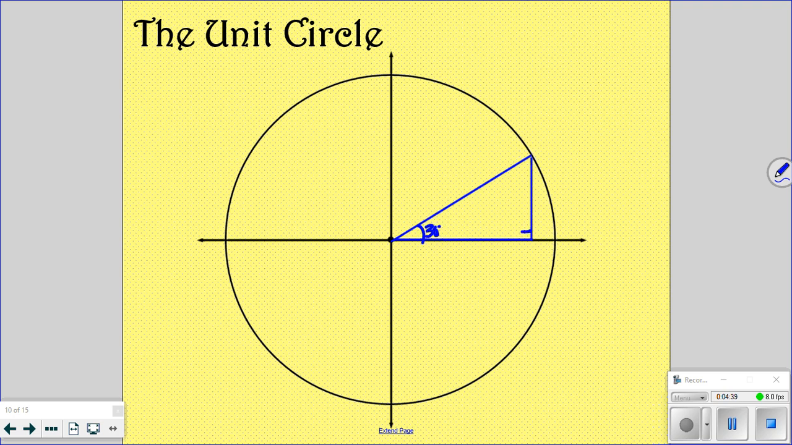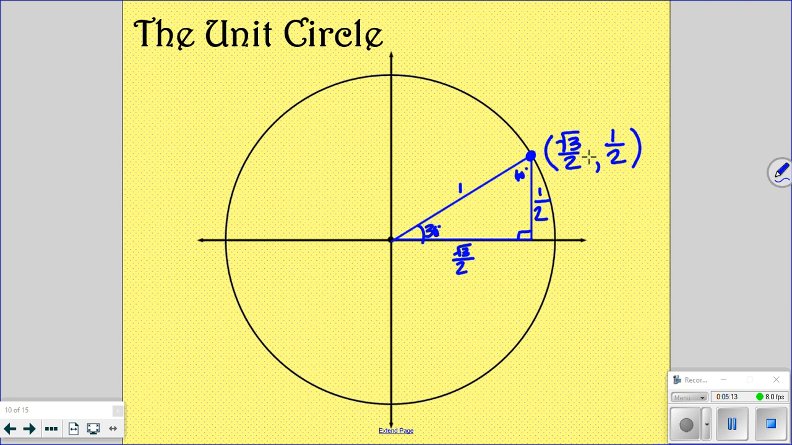This is a right angle. And then this is a 60-degree angle. The hypotenuse length here is a 1 instead of the normal 2. So instead of this being square root of 3, it's going to be square root of 3 divided by 2. And then instead of this being a 1, it's going to be a 1 divided by 2. And so this point right here is square root of 3 over 2, comma, 1/2.